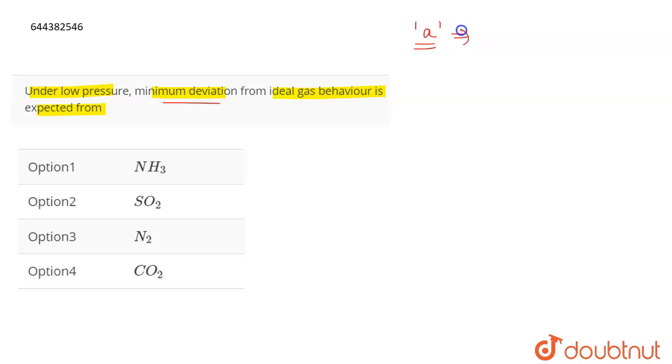Now, the van der Waals constant A depends upon the intermolecular forces of attraction, right? The van der Waals constant A depends upon the intermolecular forces of attraction. So, basically, more is the value of A, more is the deviation from the ideal behavior, right?